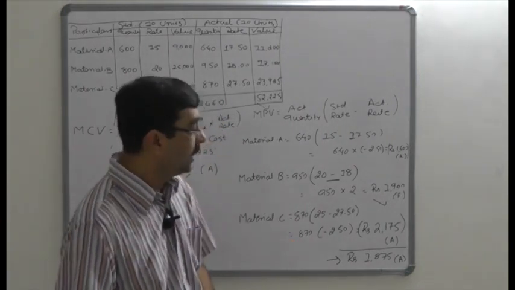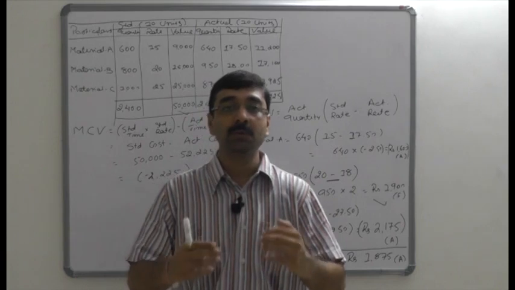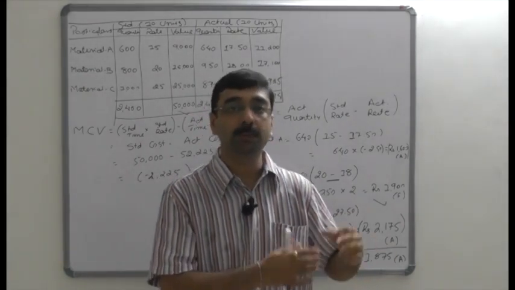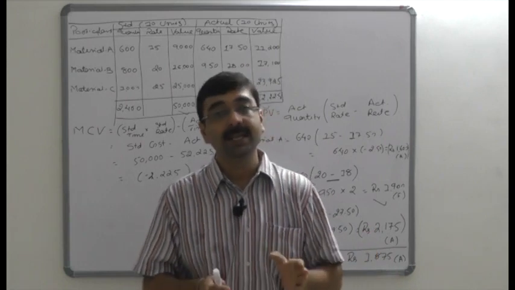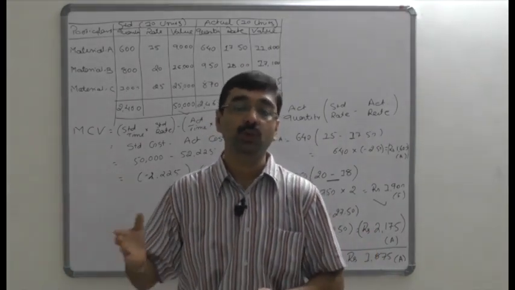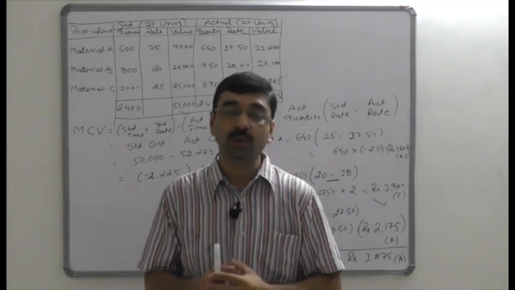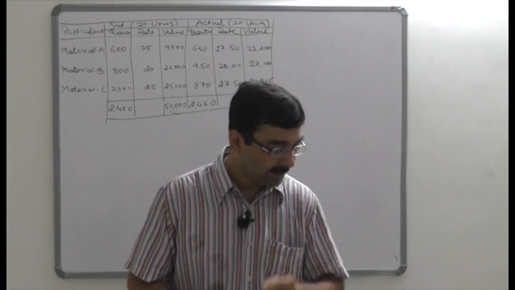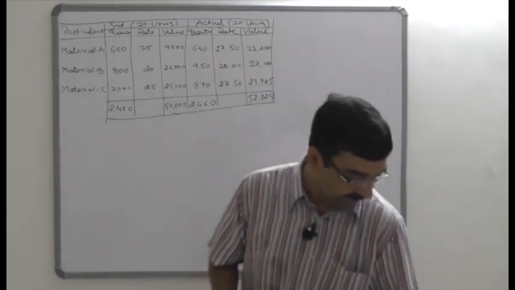1875 adverse. It reflects that your standardized rate per material, or per kilogram, or per unit, is very much lesser than the actual rate incurred when you purchase a raw material from the market. Alright, after two variances, next is material usage variances.